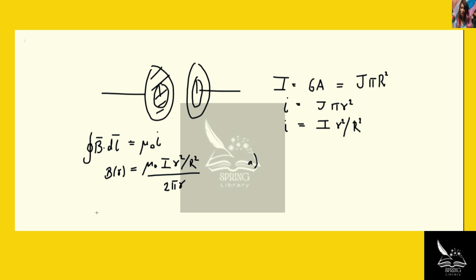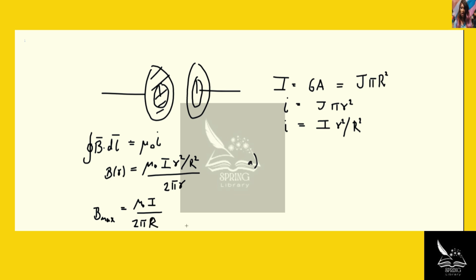So we can also write what B max is. B max is equal to mu naught, capital I, because that is when small r is equal to capital R, divided by 2 pi R, because the two R's are exactly the same.